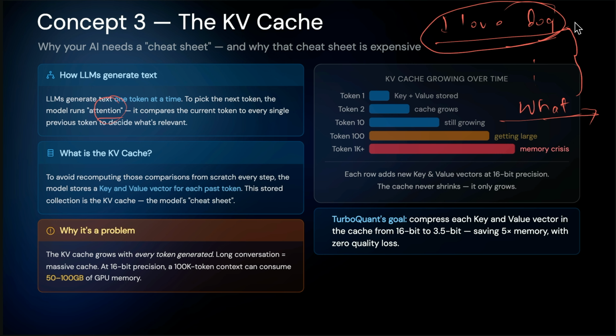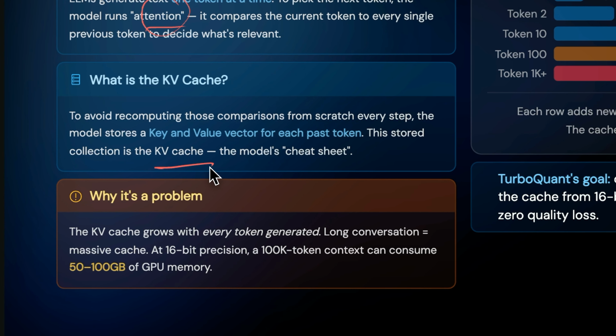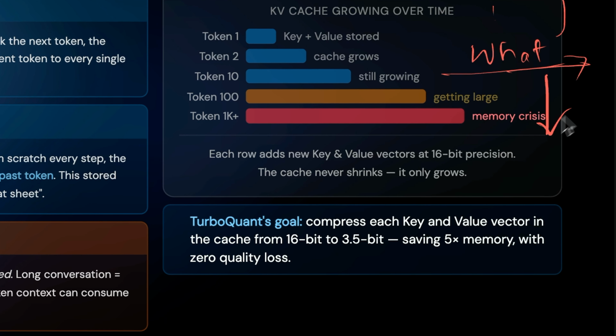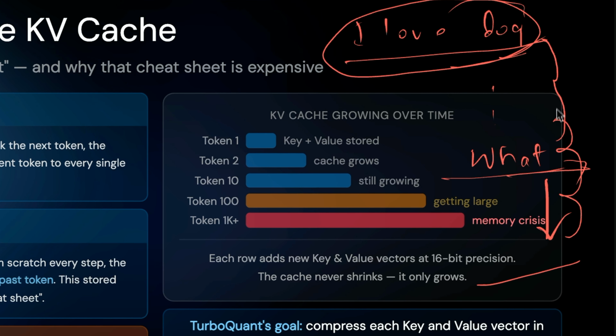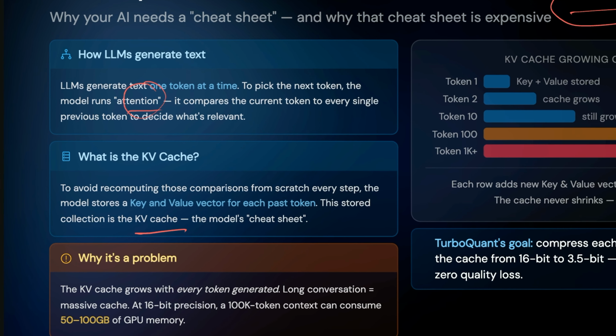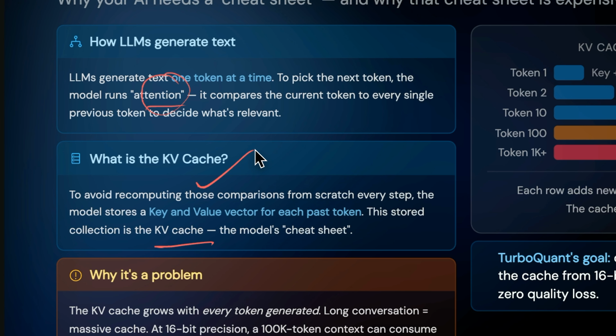So now what is KV cache? As I said, for every question it will take a look at all the previous tokens, right? To avoid recomputing those comparisons from scratch every time, the model stores something called a key and value vector for each and every past token. This is stored in something called a KV cache. If there is another new question that you ask right now, it would do the same comparison again and again with the previous tokens. So to avoid this repeated computation, we store it in the KV cache.